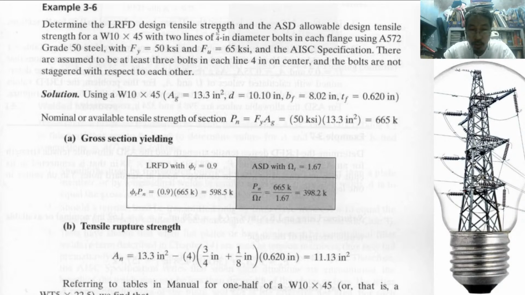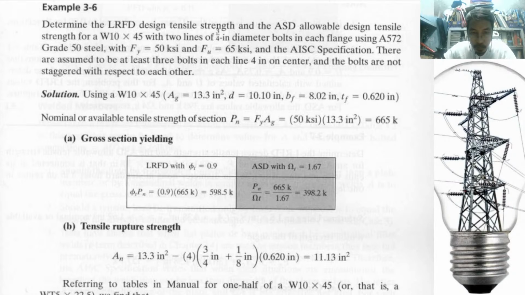Okay, so there are two methods, ASD and LRFD. LRFD is what we call strength design. Okay, for a given W section, W10 x 45, meaning with depth of 10 and with weight 45 pounds per foot, with two lines of 3/4 inch diameter bolts in its flange.